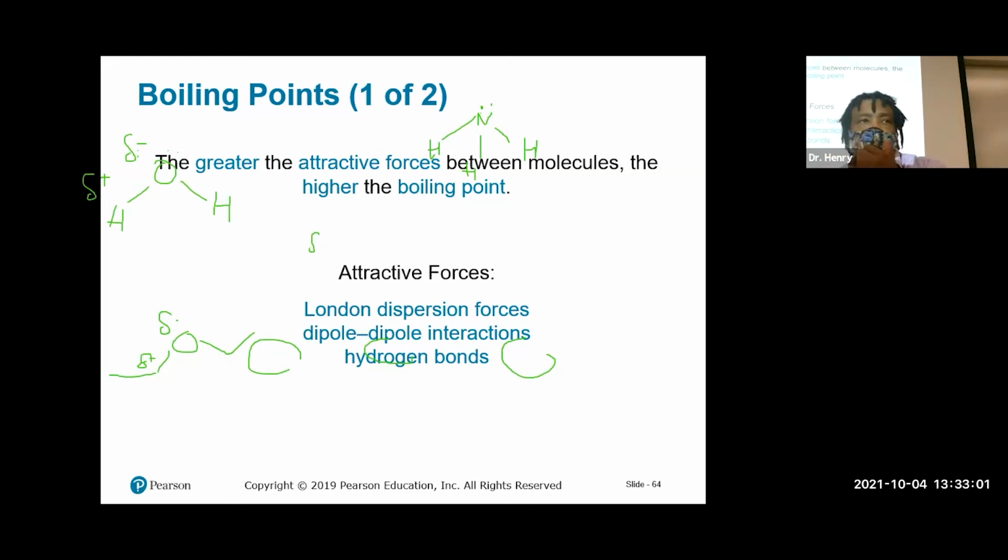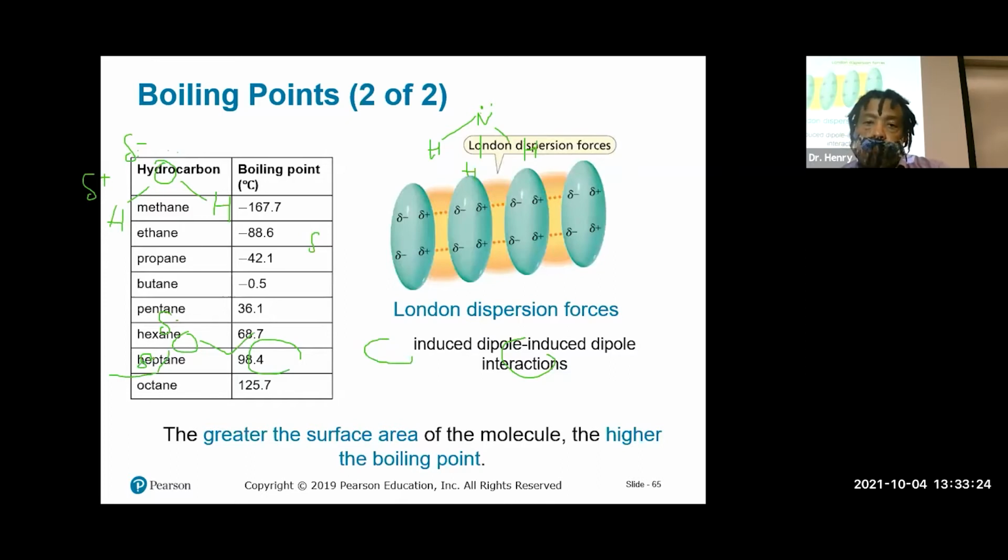Right? And then hydrogen bonds. Hydrogen bonds would be stronger than your dipole, right? So that's going to be even stronger, so that's going to be an even higher boiling point. So water is going to have a really high boiling point compared to some of these other guys. Does that make sense? And we know that the boiling point of water is what? 100 degrees Celsius.